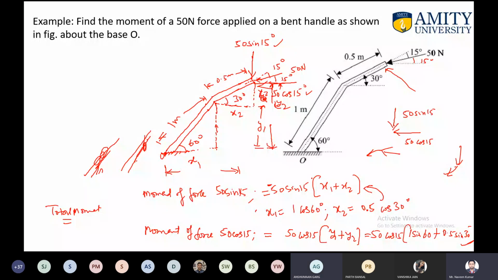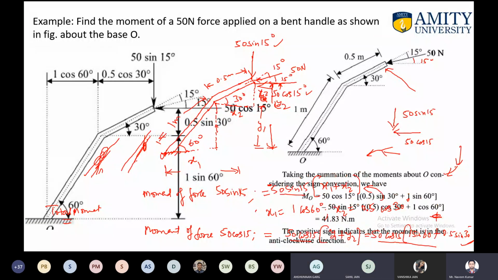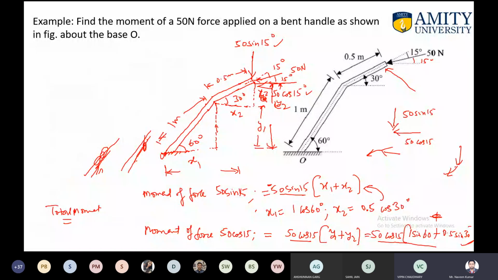Then total movement will be how much? Simply 50 sin 53.8, plus you have to add this, which will be minus 50 sin 15. You have to check the answer once again. So 65.97 and 41.83. 41.83 is the answer, or you can say it is near 42 or 43. 41.83 is the exact answer.